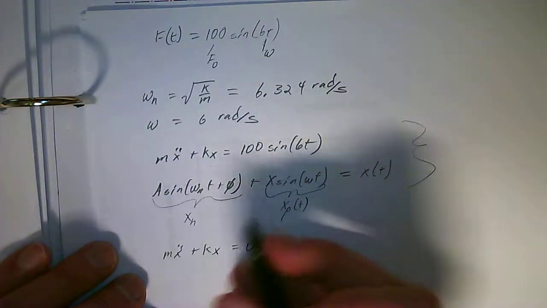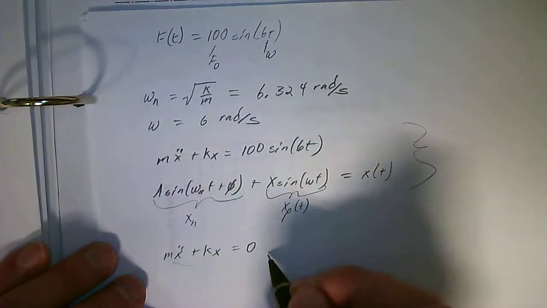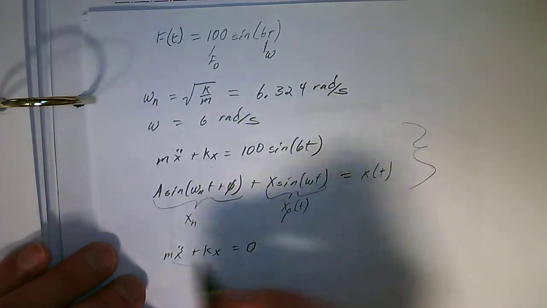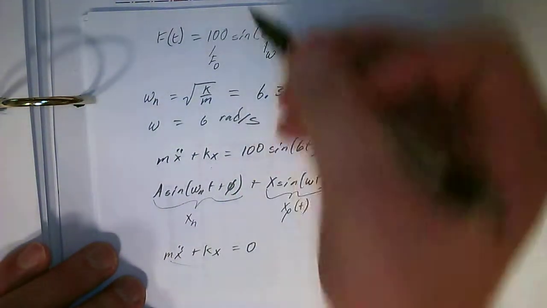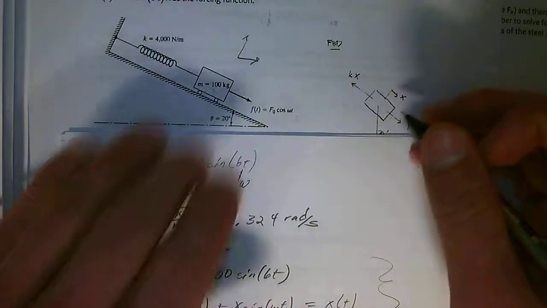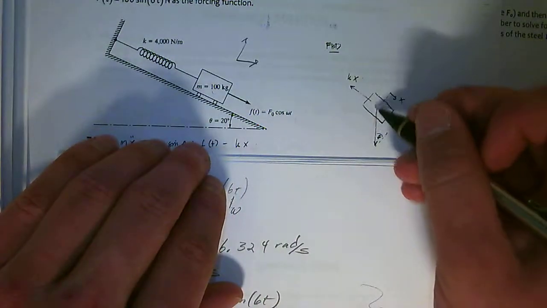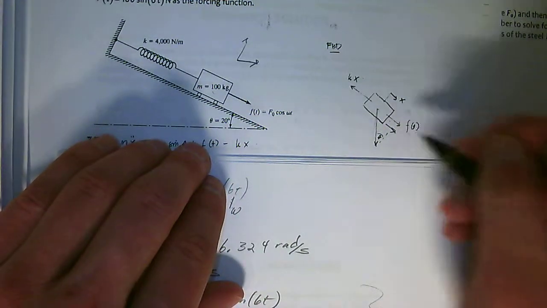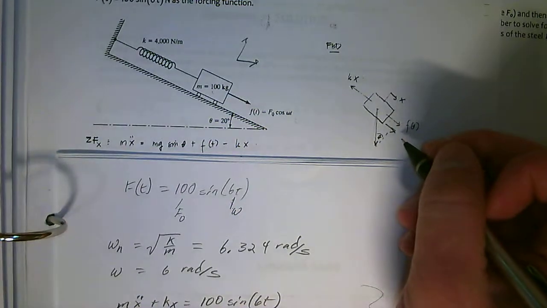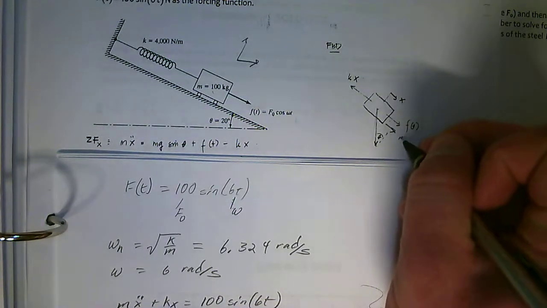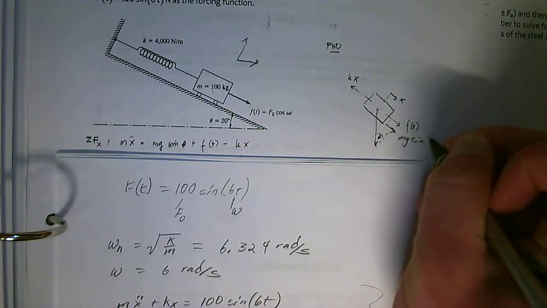And if you do this, what you'll end up with is moving mx double dot over to the other side. Mx double dot is this right here, basically the normal force in this direction. And how do you get this force in this direction? Well, this is going to equal mg sine of phi.